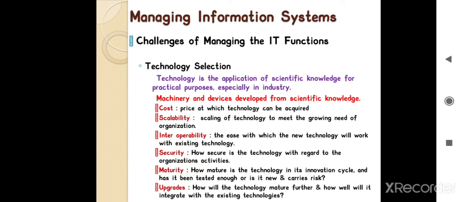Now the next one is the upgrade. How will the technology mature further, and how well will it integrate with the existing technology, meaning whether an update is available. There is a periodic update of each and every software. They have their particular lifetime, after which they should be updated and upgraded. Whether our technology is in that category or not, we have to check. That is the technology selection.